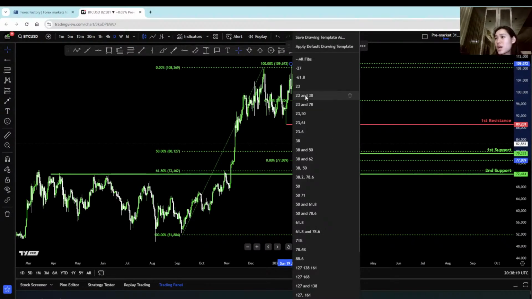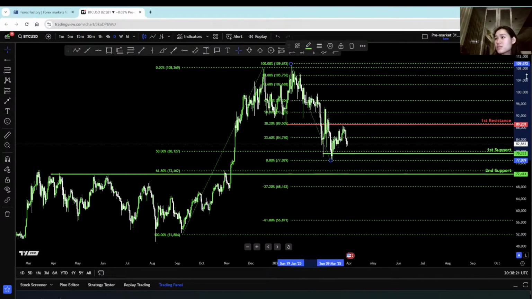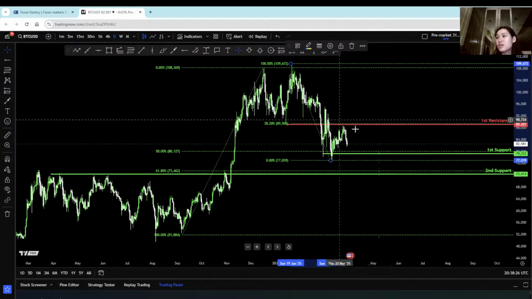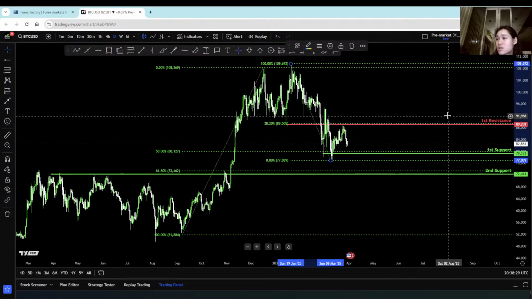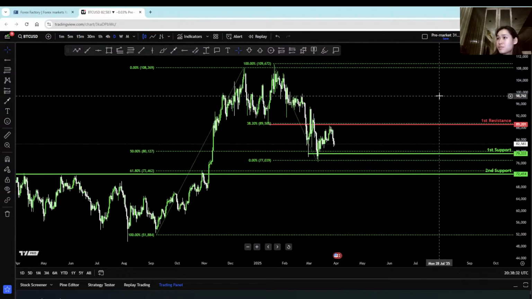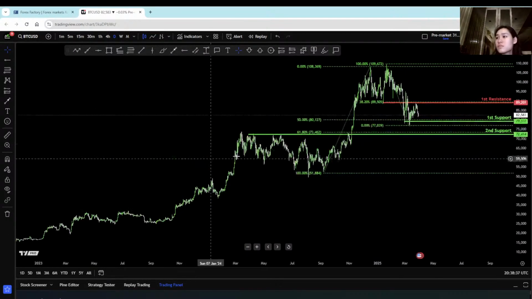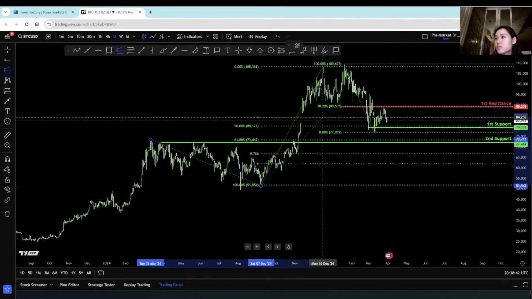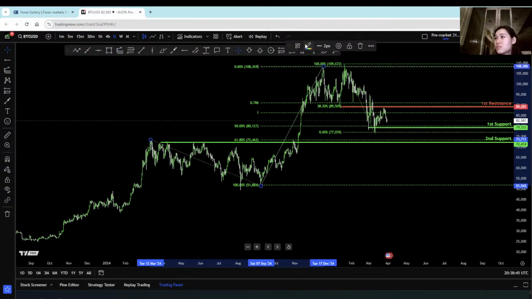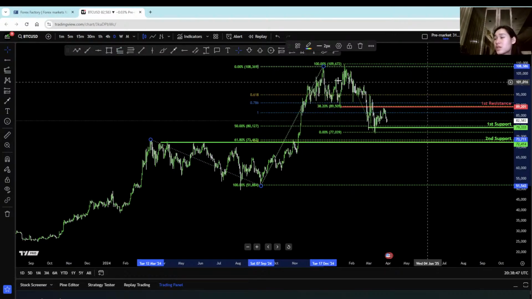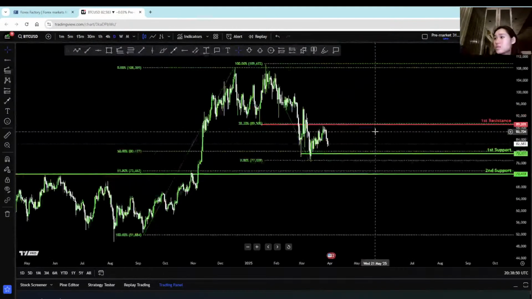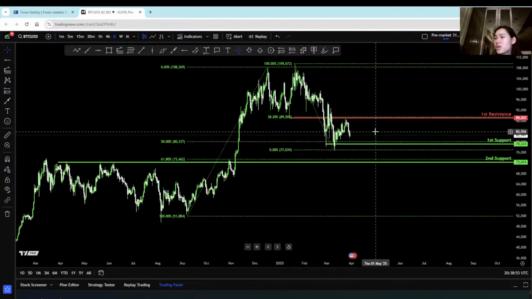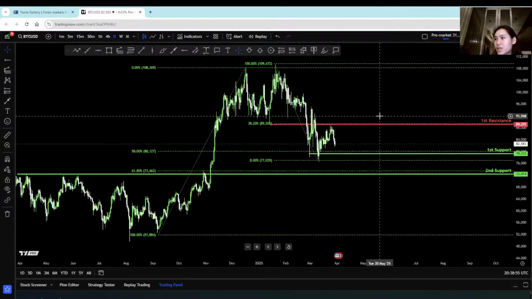Oops, no. I'll keep the 38.2, since it lines up with our first resistance. Okay, that's all the levels I think we have here.